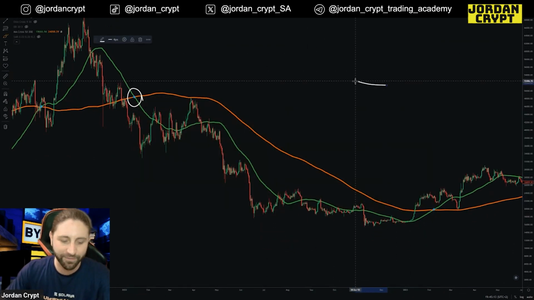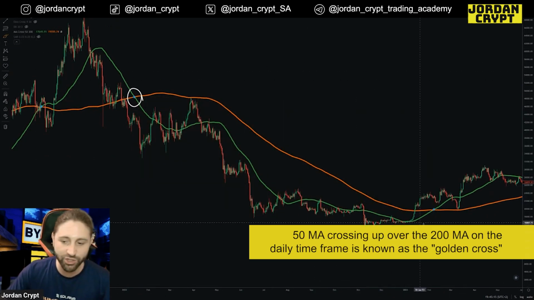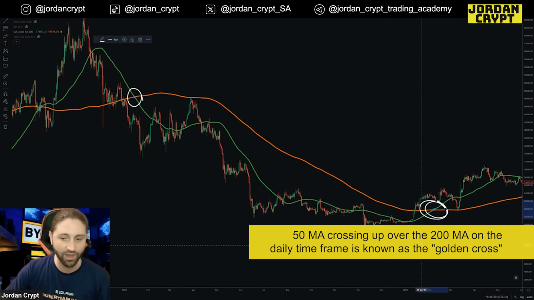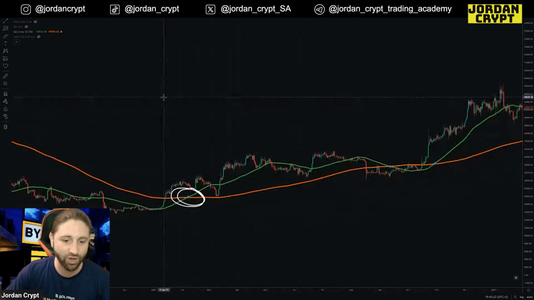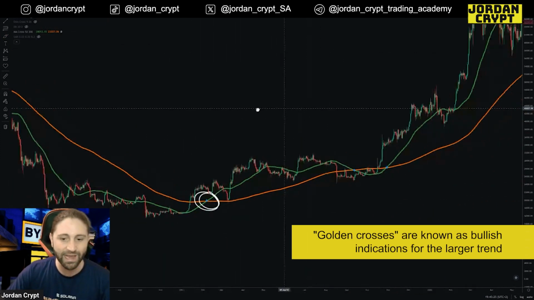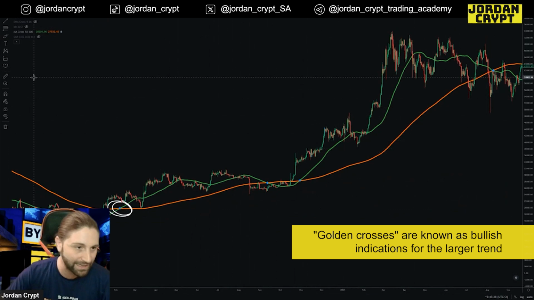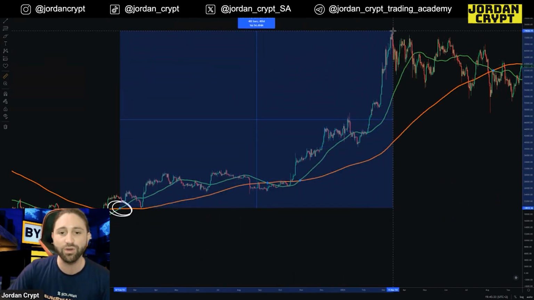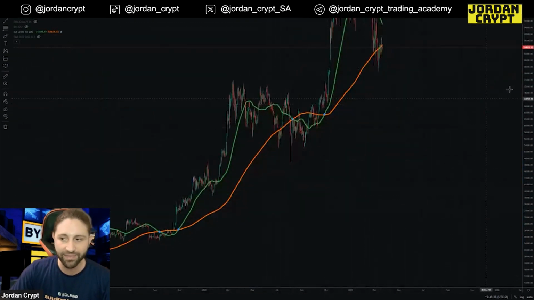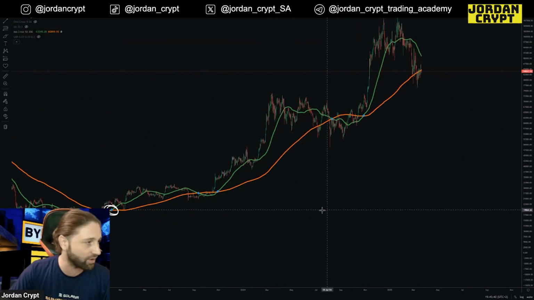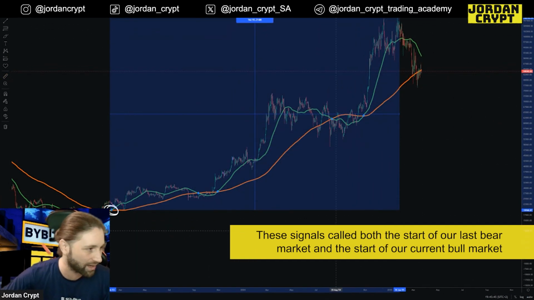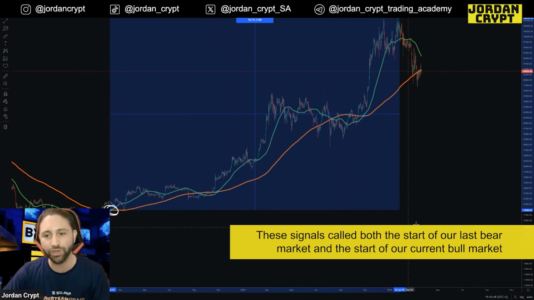And when the 50 crossed the 200 again to give us our golden cross, this was the signal that the trend had turned around on the larger market cycle. And if you had then gone and bought back in that 25% from this level, you can see that you could have made, there we go, a 272% up. And that even carried on further and further, all the way up to our all-time high at about 450% from the golden cross.